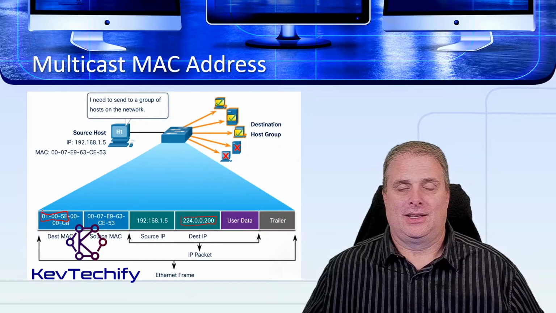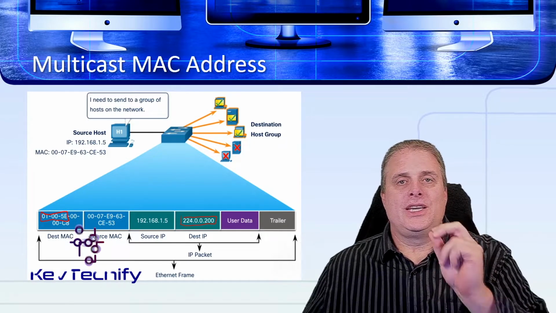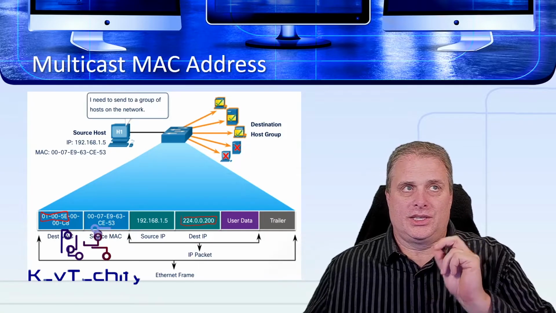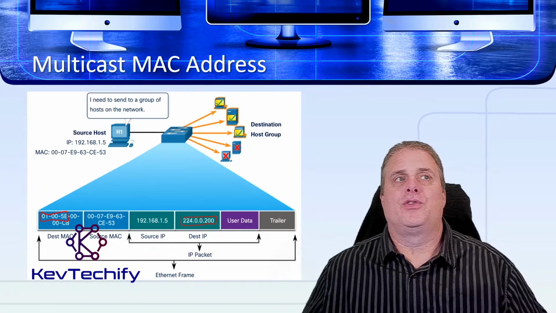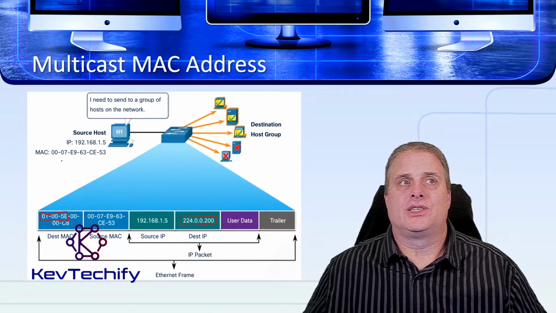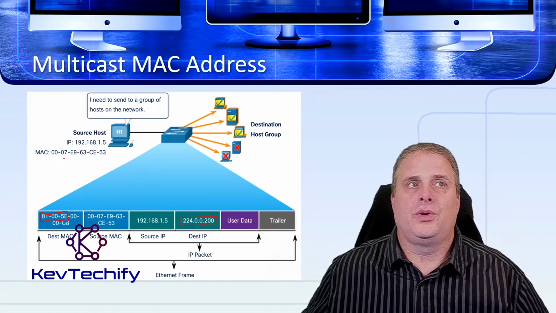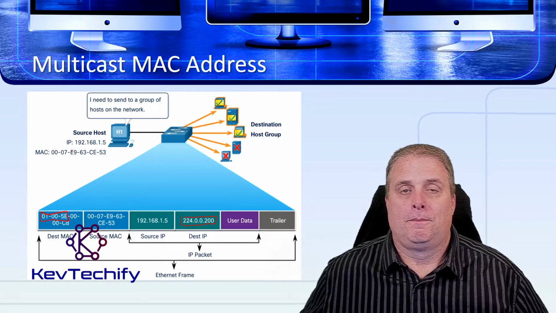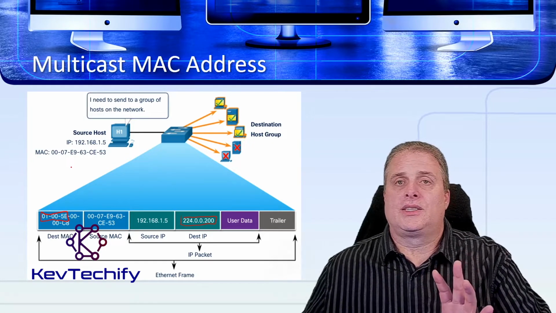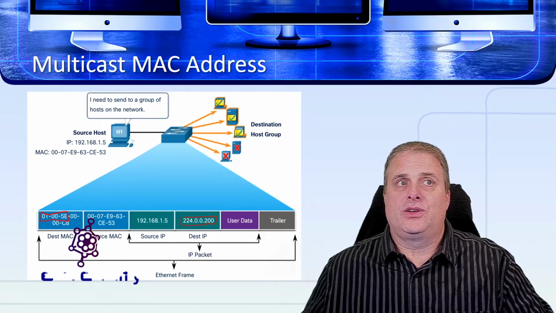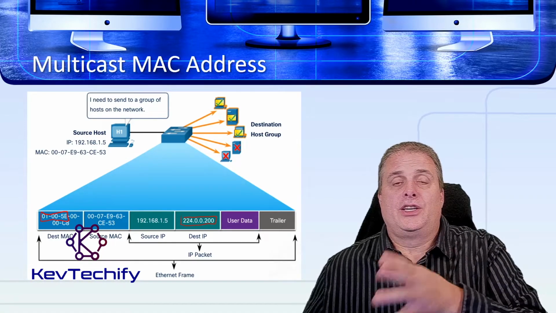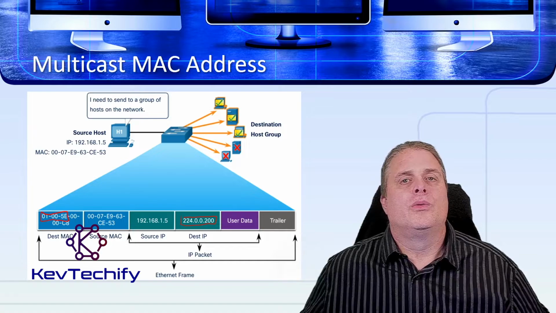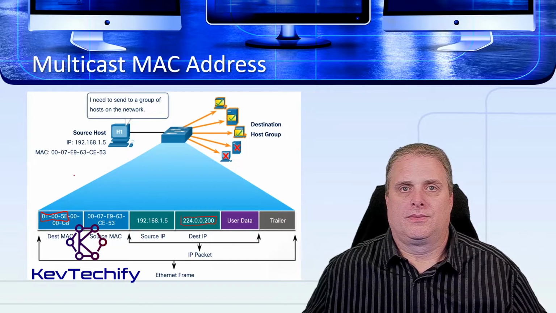01005E. That is the multicast MAC address. It's special, and that's for IP version 4. If you're using IP version 6, that address is 3333 when we encapsulate that. There are other reserved multicast destination MAC addresses that aren't necessarily used for IP. Spanning Tree Protocol has its own reserved multicast address.